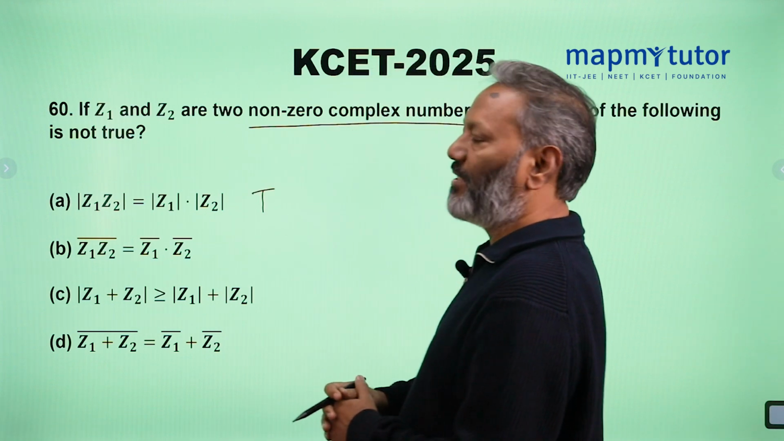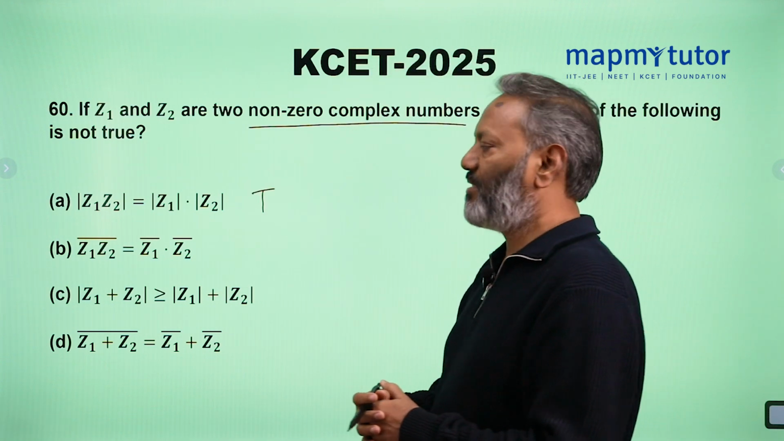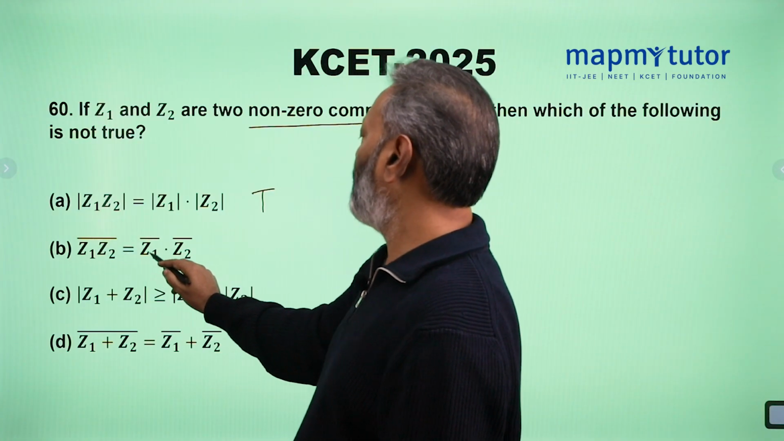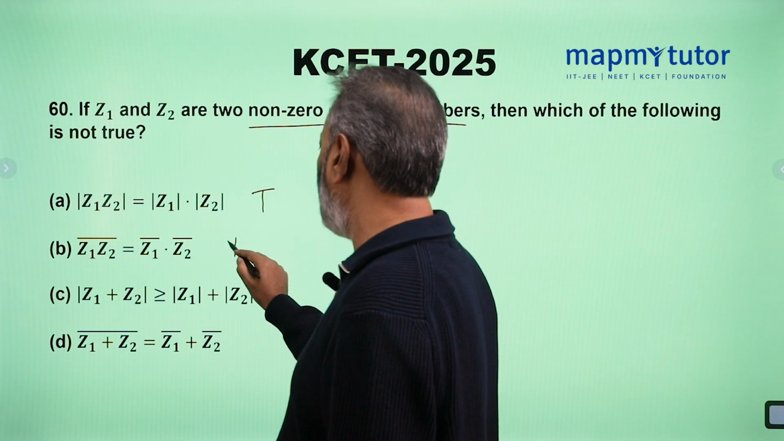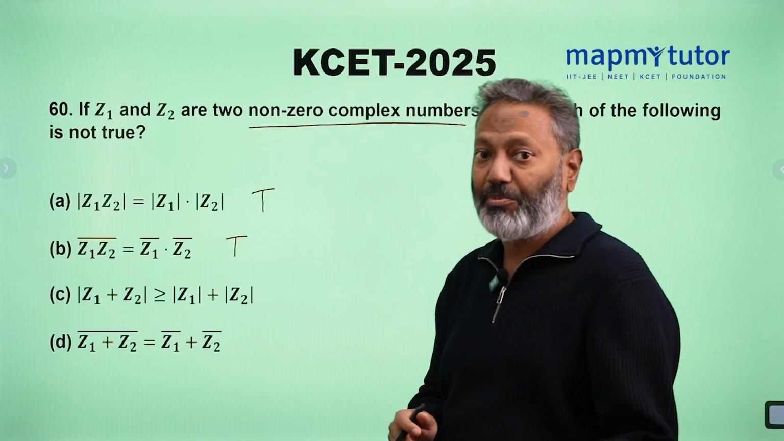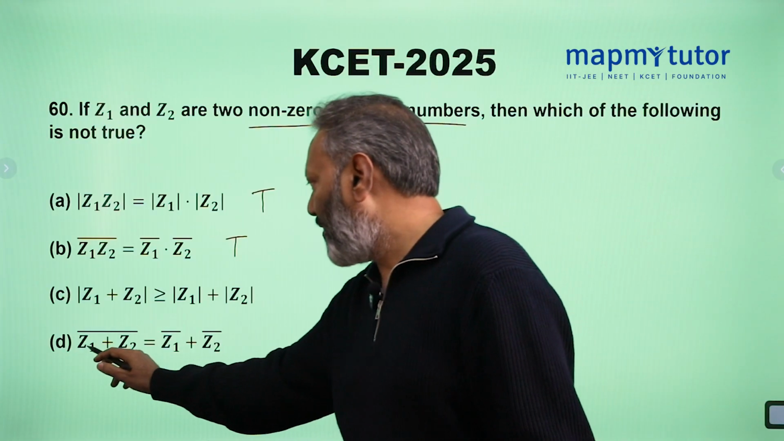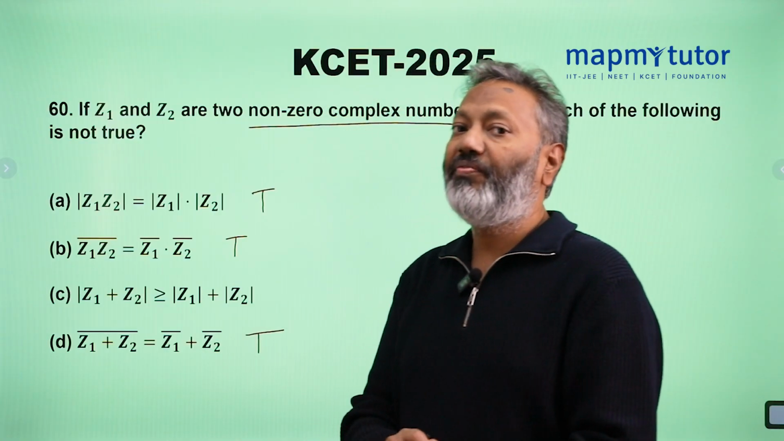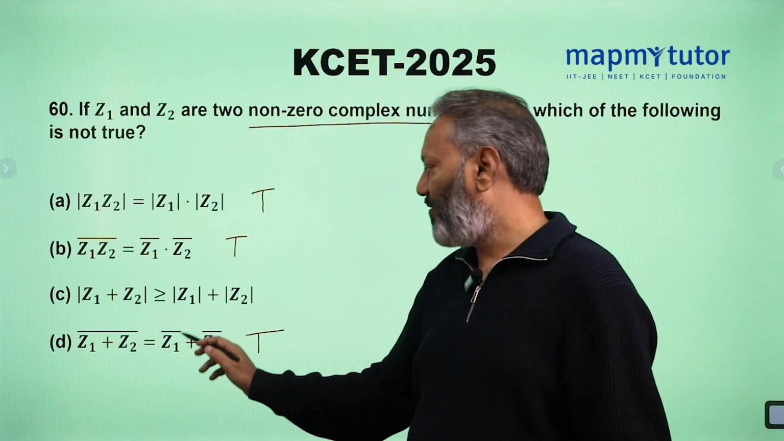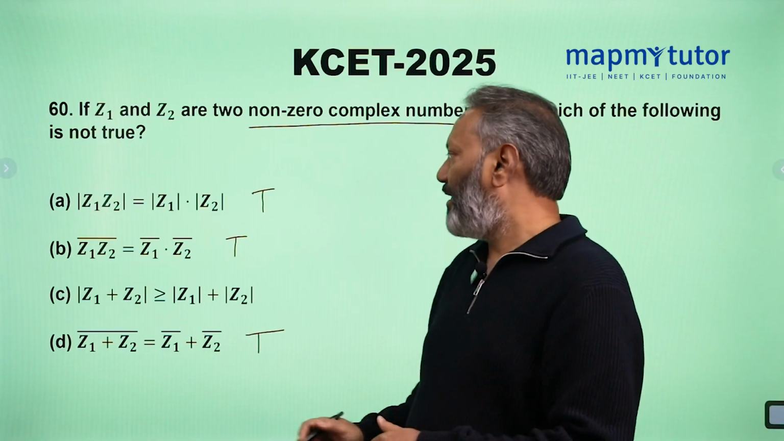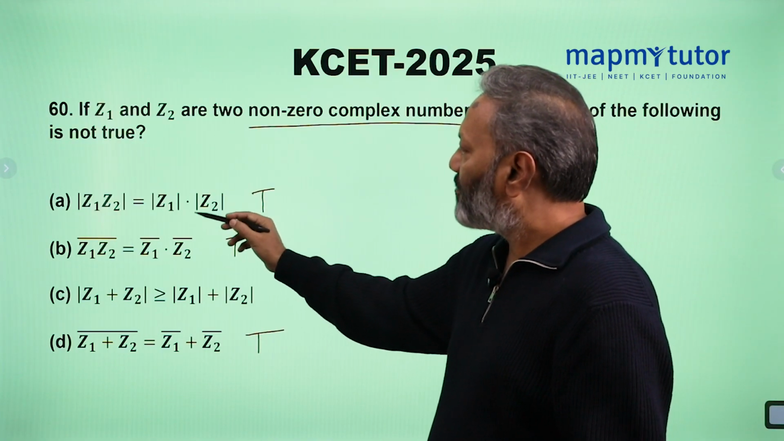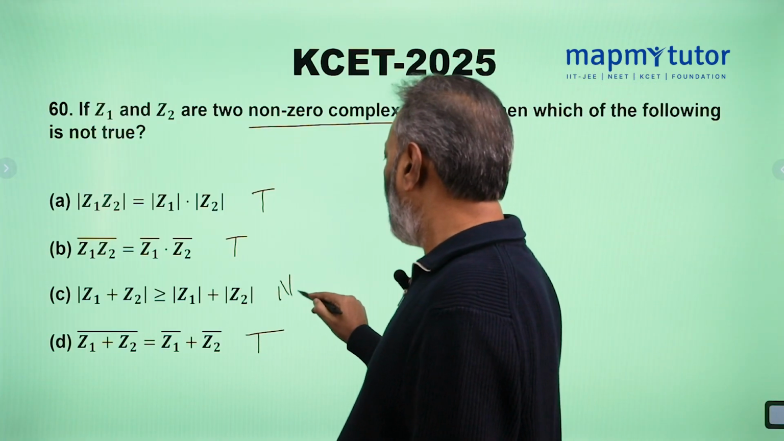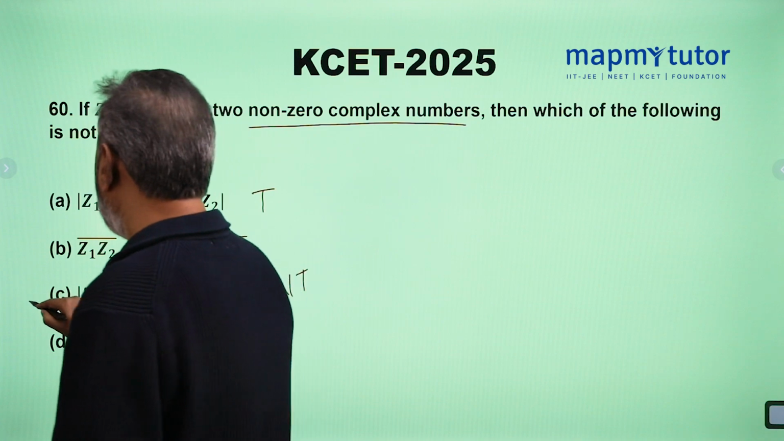Of course, true. It's the basic property of the modulus of two complex numbers. And then conjugate of Z1 into Z2 is conjugate of Z1 times conjugate of Z2, which is also true because it is another basic property of conjugate. And one more property of conjugate is in option D, which is again true: conjugate of Z1 plus Z2 is conjugate of Z1 plus conjugate of Z2. Therefore, options A, B, and D are true. That means the third option is not true, which is our answer.